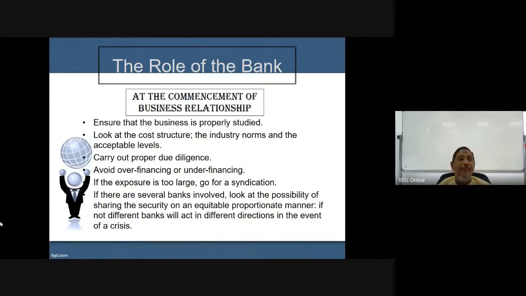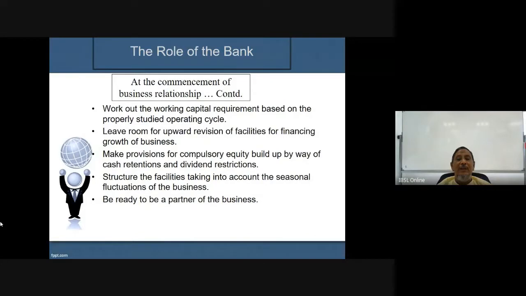Work out the working capital requirement based on the properly studied operating cycle. It's very, very important. Work out the working capital cycle based on that. Identify the customer's financial need for working capital. This is a crucial part.